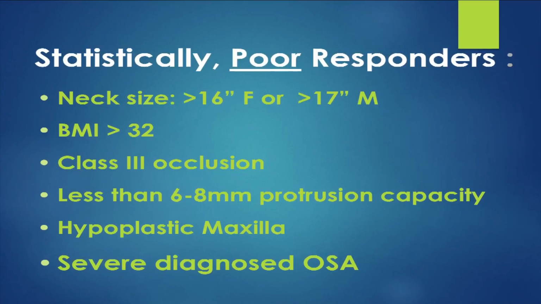Statistically, poor responders have a neck size that's greater than 16 inches for a female or greater than 17 inches for a male. They might be obese. They might have a class 3 occlusion. They cannot protrude more than 6 to 7 millimeters. They have a very small maxilla, or they were diagnosed with severe obstructive sleep apnea.